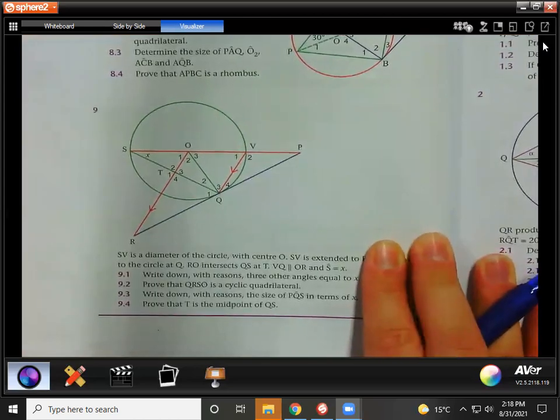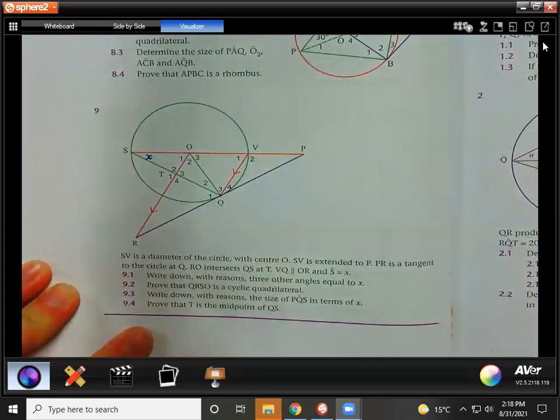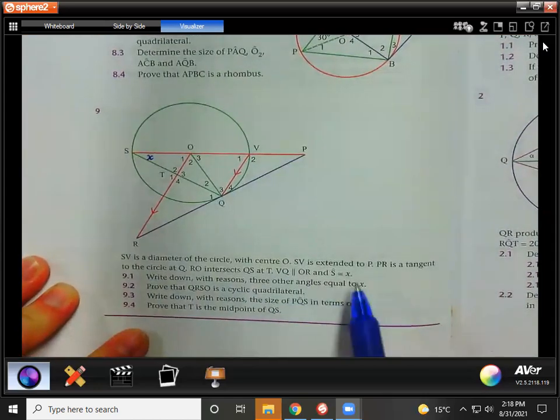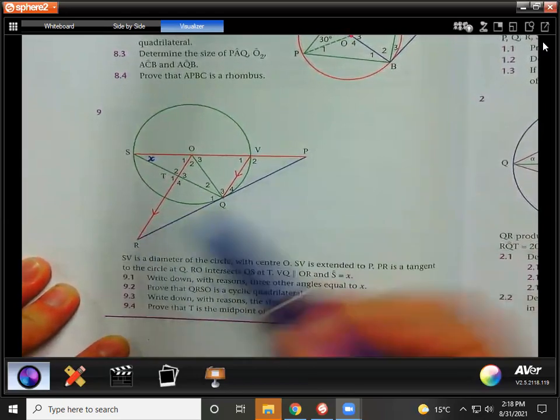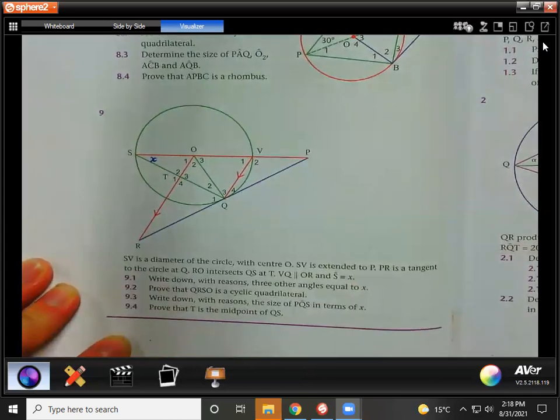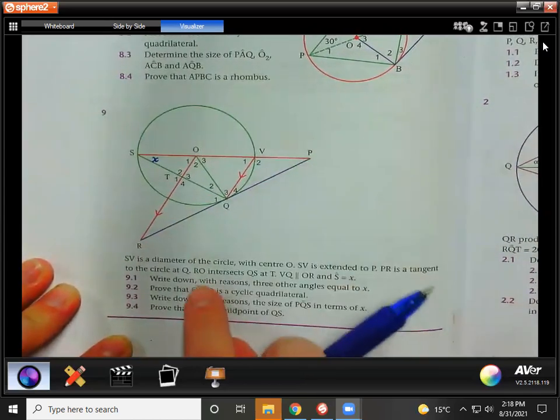And this was all in terms of x. So they told us that that angle there at S is equal to x. They gave us some more information here. And they said that PR is a tangent. So remember, they have to tell you that a line is a tangent in order for you to use the tan chord theorem and all that stuff. So they did tell us that this is a tangent.